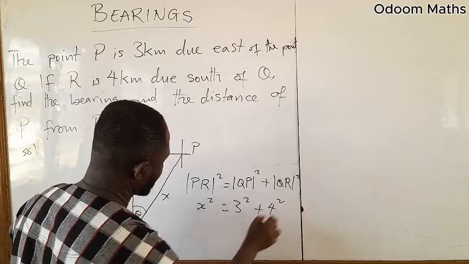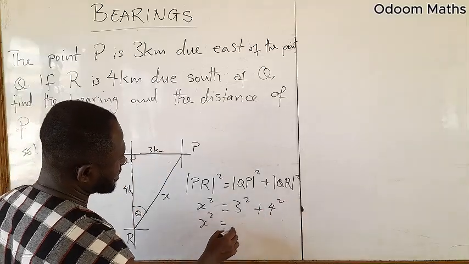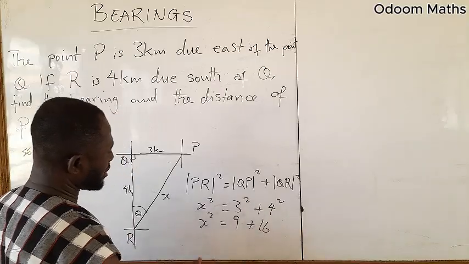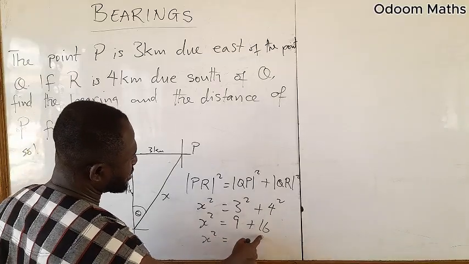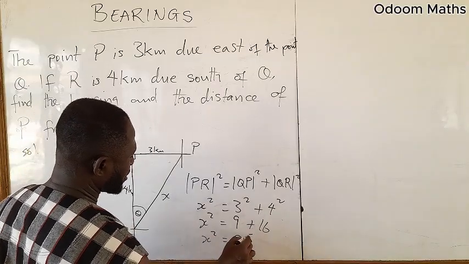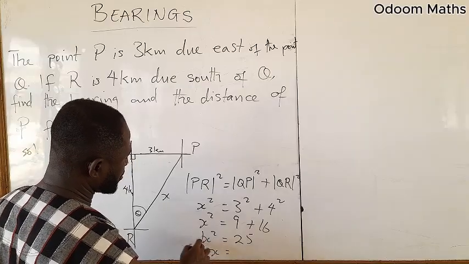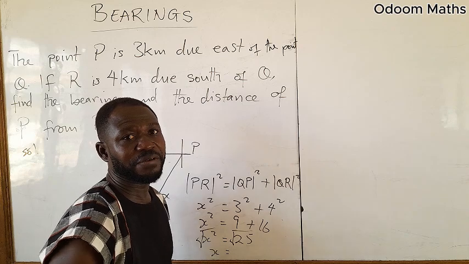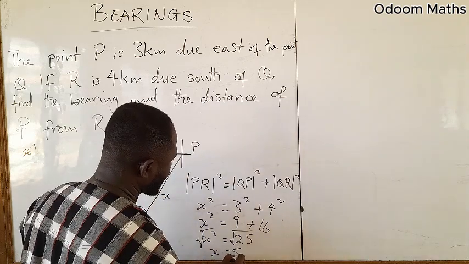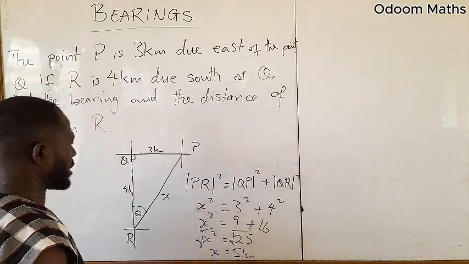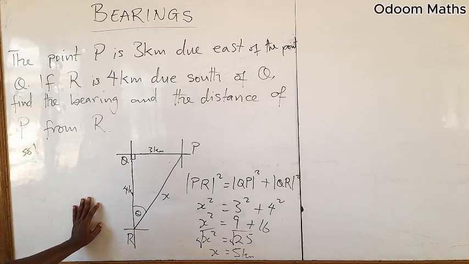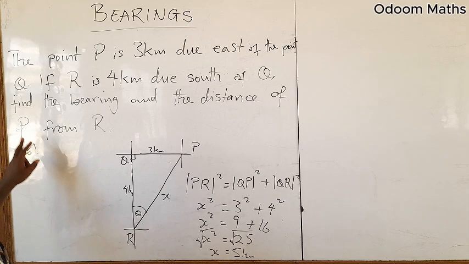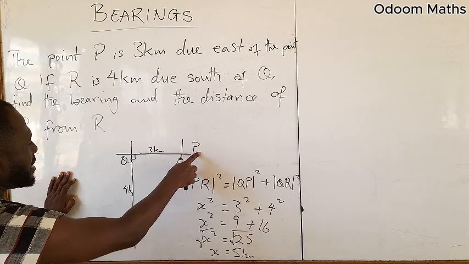So 4 squared. So x squared becomes 9 plus 16, this is 9, this is 16. So x squared becomes 25. Then x becomes, putting square roots on both sides, and since it is distance, we are going to ignore the negative aspect. So this is going to give us 5 kilometers. Now we talk about the bearing. Let's talk about the bearing. That's the direction of P from R.